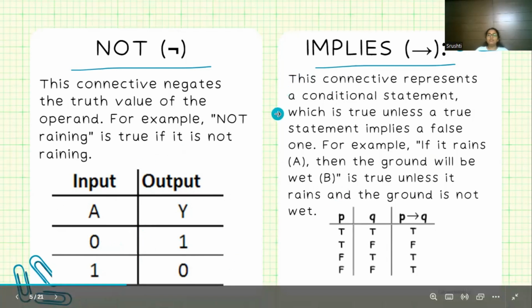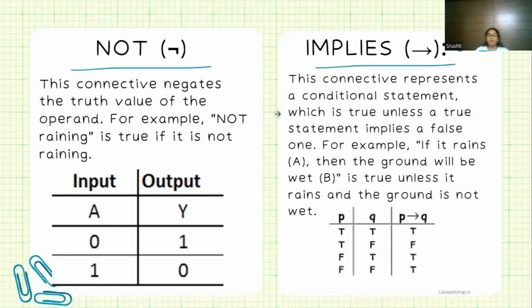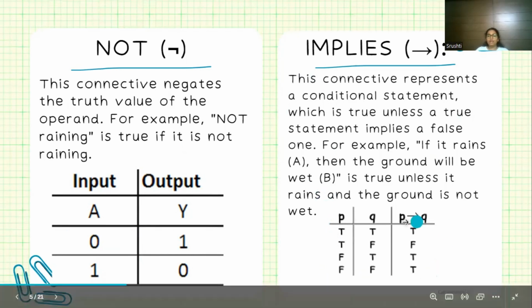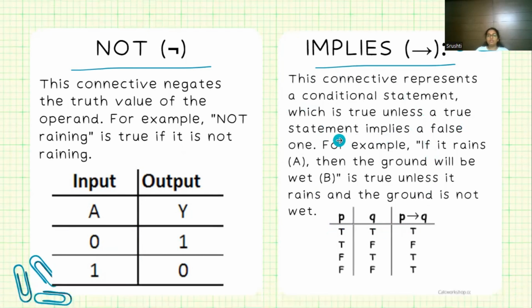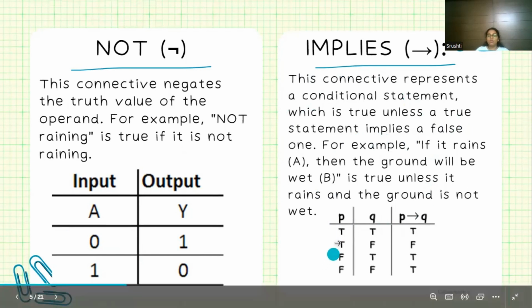Implies. This connective represents a conditional statement which is true unless a true statement implies a false one. For example, if it rains (A), then the ground will be wet (B) is true unless it rains and the ground is not wet. This is the truth table. As you can see, it is false only when a true statement implies a false one. Other than that, everything else is true.